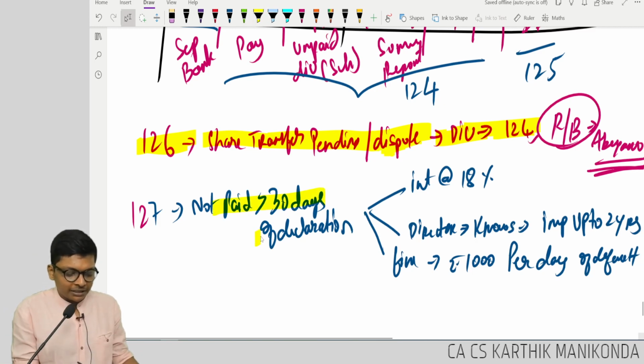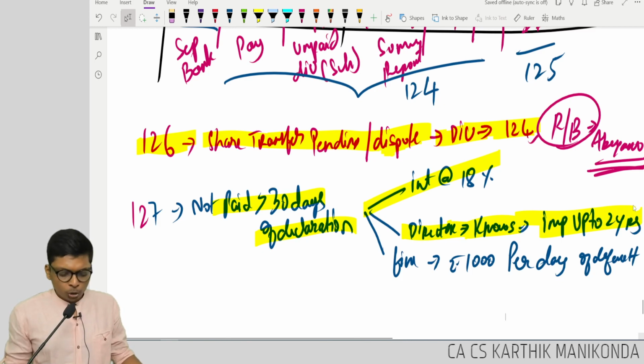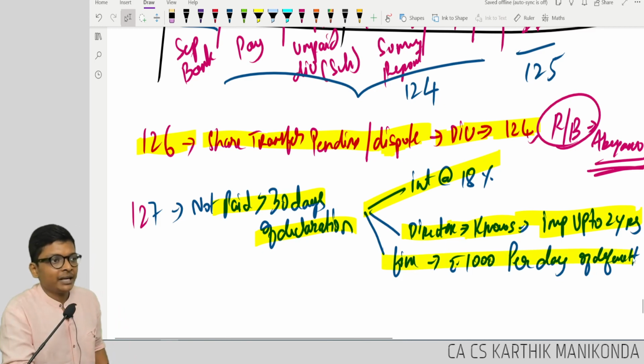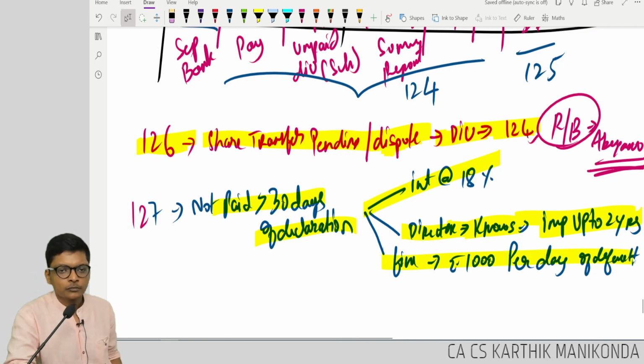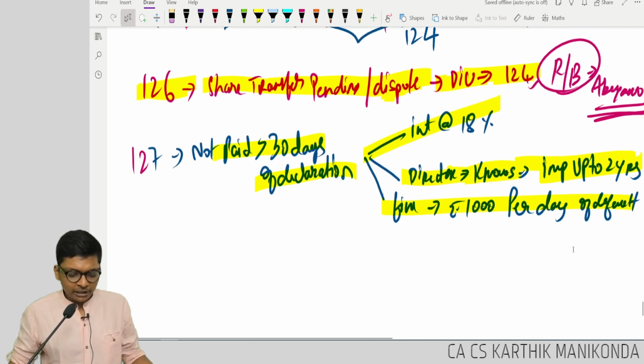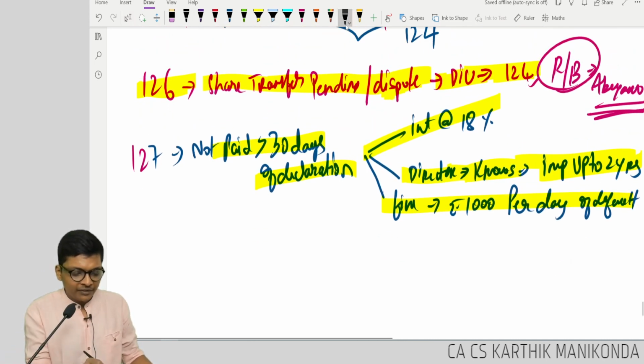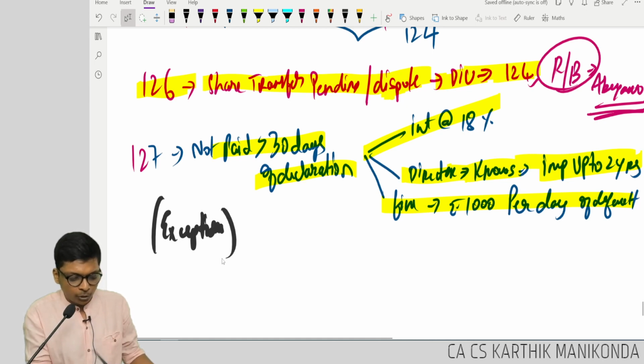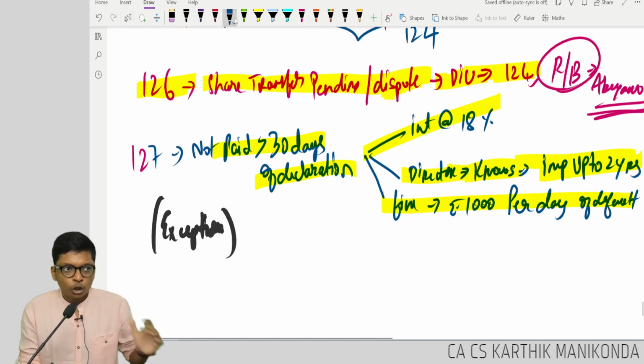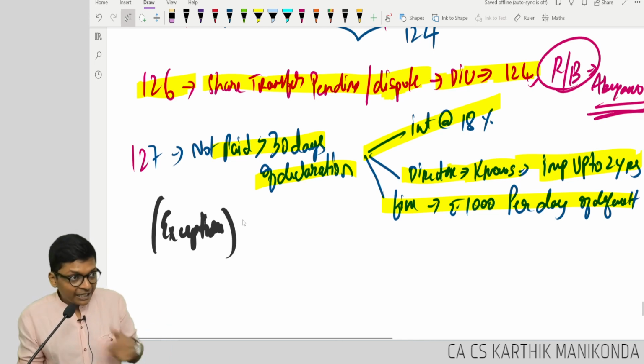Not paid more than 30 days of declaration. What is it? Dividend. Then interest is 18%. Director who knows about it is imprisoned up to 2 years and fine of ₹1,000 per day of delay. All of you done, guys? Same provision. We have what, guys? Exceptions to above. That means no penalty. Don't write all the points. In the same line you continue.